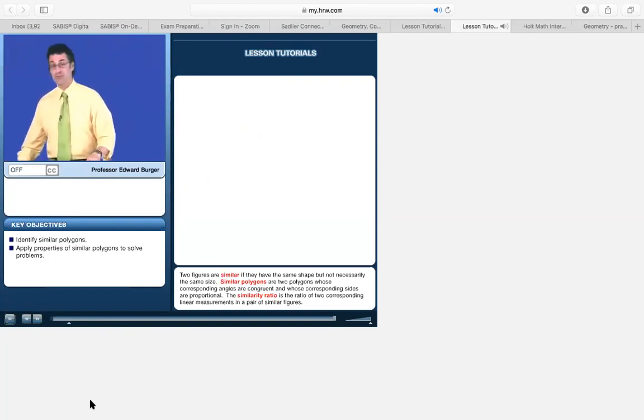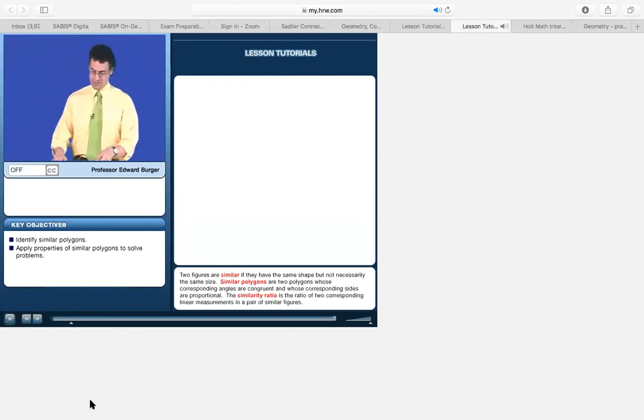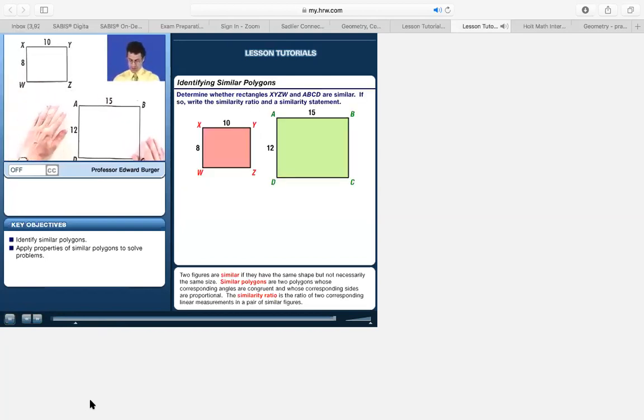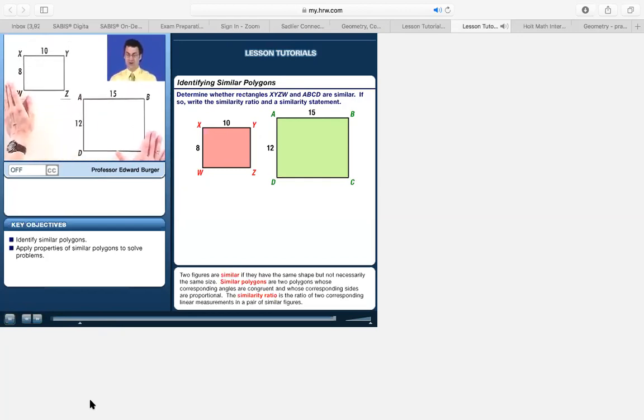Let's take a look at the first candidates. So here are our first contestants. We have rectangle 1 and rectangle 2. We're told they're rectangles, ladies and gentlemen. We do know they're rectangles. The question is, are they similar? Let's take a look very carefully and see what we know. He is asking, are they similar?